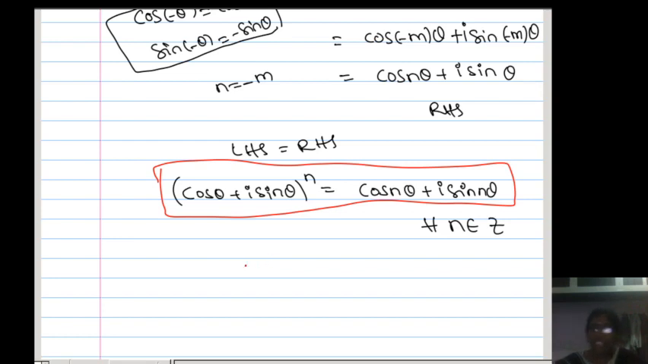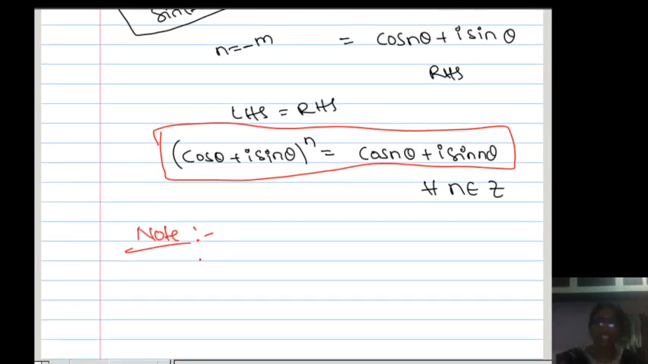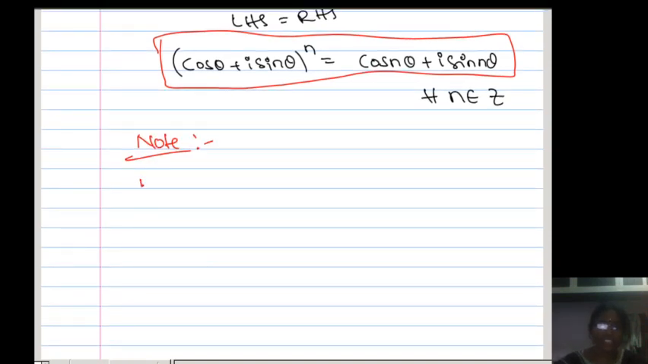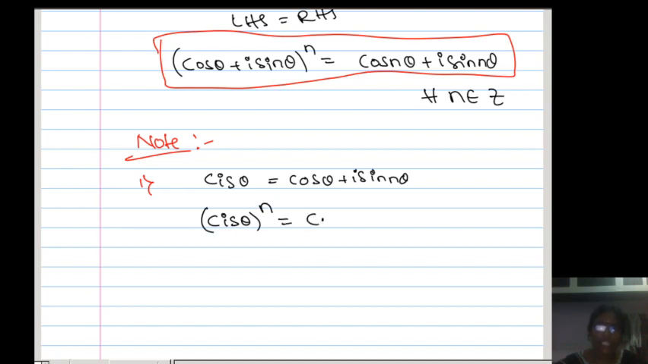Okay, next let us see some note points here. These are important relations given. Just let us see the relations. You already know these things, we just recollect these values. First, you know that cis theta is written as cos theta plus i sin theta. Next, by using De Moivre's theorem, what did we prove? Cis theta whole power n is equal to cis of n theta. We proved that.